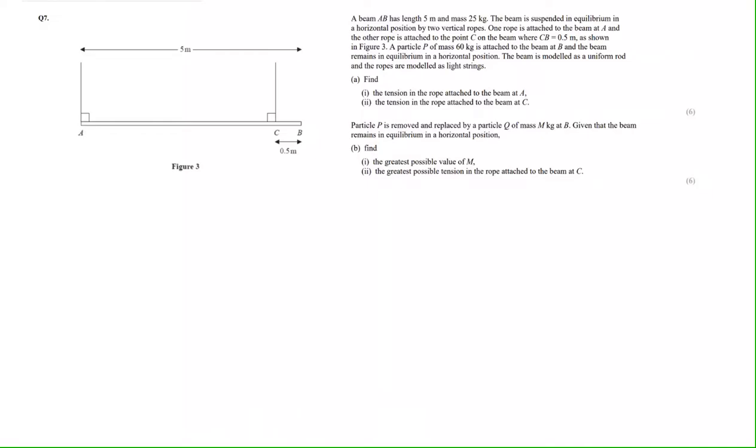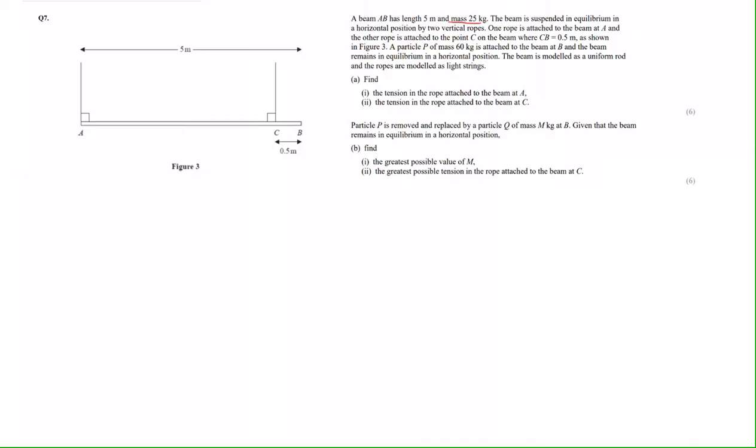Question 7, which is a moments question. We've got a beam with length 5 and mass 25 kilograms, so it's worth bearing that in mind. The beam is suspended in equilibrium in a horizontal position by 2 vertical ropes, and they're shown in the diagram. And then we're told that a particle of mass 60 is attached to the beam at B.